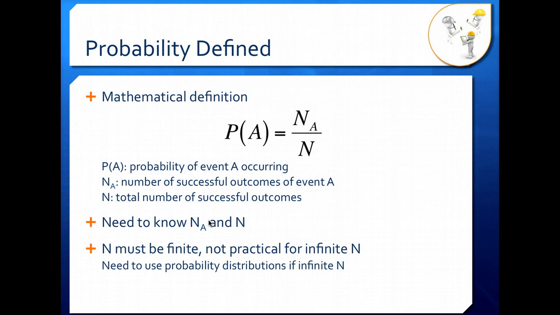This is not practical for an infinite n. An infinite n in terms of food processing would be something like cans coming down a line in a continuous process. You can't really say, I have 10,000 cans here. They just keep coming. So for practical purposes, that is an infinite n. If you're trying to figure out probabilities in those cases, you need to use probability distributions like the binomial distribution. This is beyond the scope of this course. We will not talk about probability distributions, but keep in mind that when you have an infinite n, this definition doesn't apply.